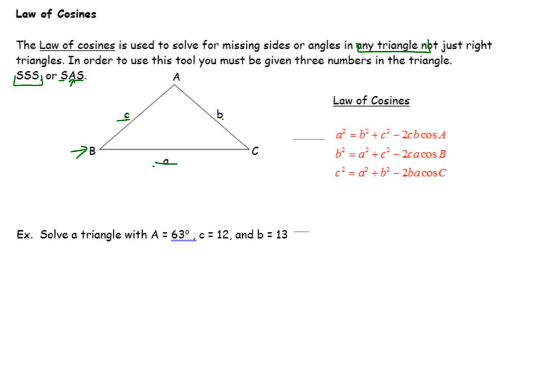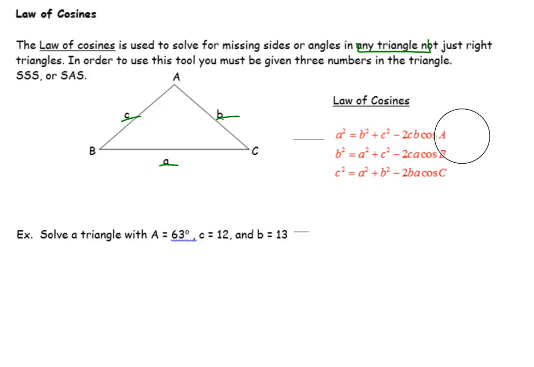If I was given those three pieces of information, I could use the law of cosines. Now, there are three different equations for the law of cosines. By the way, these equations are much more complicated looking than the law of sines. So I always use the law of sines first, if it's possible, because it's easier. The only time I use the law of cosines is when I can't use the law of sines. So here are the three equations. The law of cosines says side A squared is equal to side B squared plus side C squared minus 2 times side C and side B times the cosine of angle A.